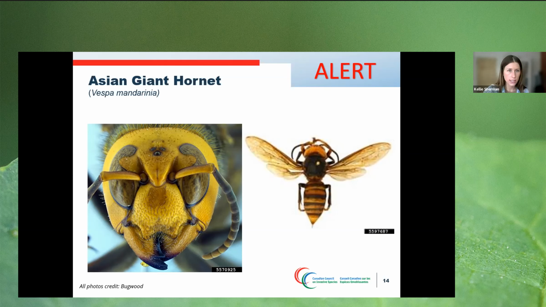So the head, as you can see to the left, is bright orange or yellow with large jaws and entirely black eyes. The thorax, where the legs and wings attach, is dark brown or black, and the wings are tinted brown, as you can see to the right.